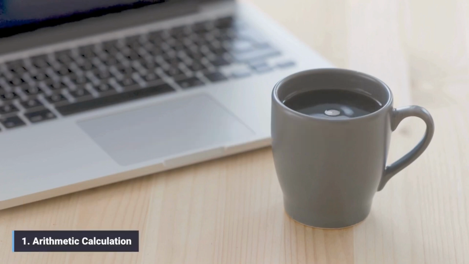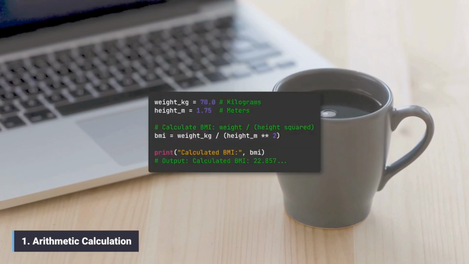1. Arithmetic calculation. First, we define our inputs for weight and height. Then, we calculate the BMI using the division operator and the exponentiation operator.